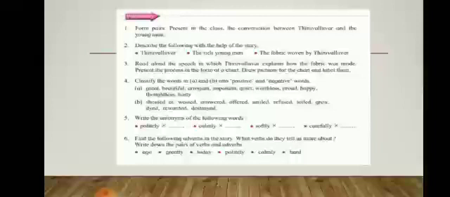Now question number 2. Describe the following with the help of the story. Now this also you have to write on your own. Now we will just discuss here. You have to write on your own regarding Thiruvalluvar, the rich young man, and the fabric woven by Thiruvalluvar. Okay, this is a kind of writing skill. You have to write from the textbook. You frame the sentences, whatever is given regarding Thiruvalluvar, that you have to write.